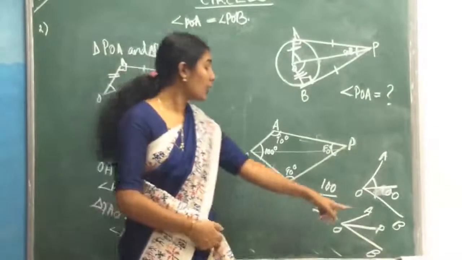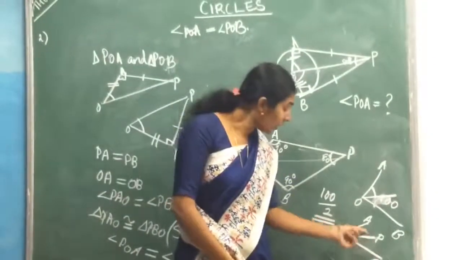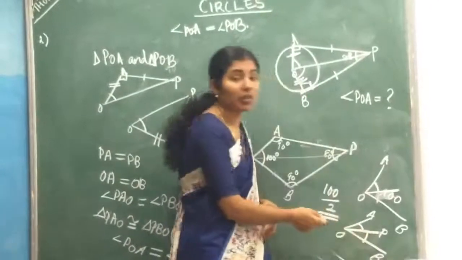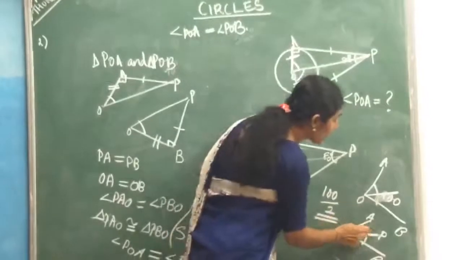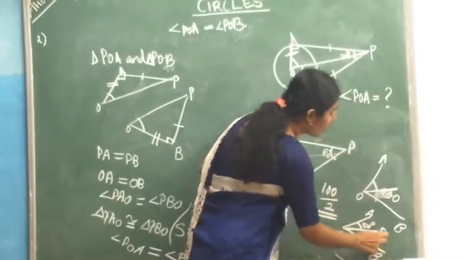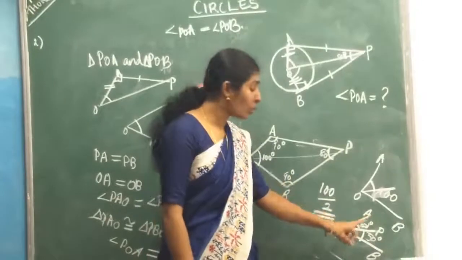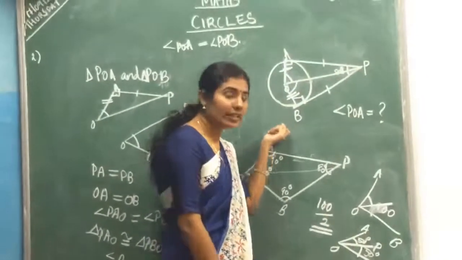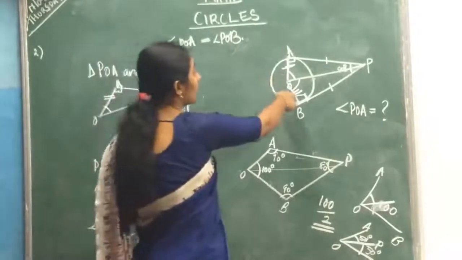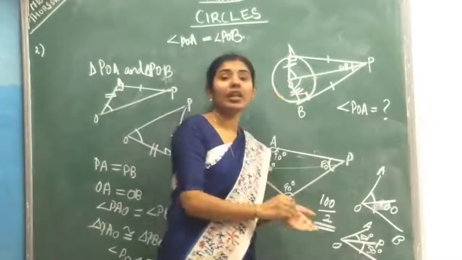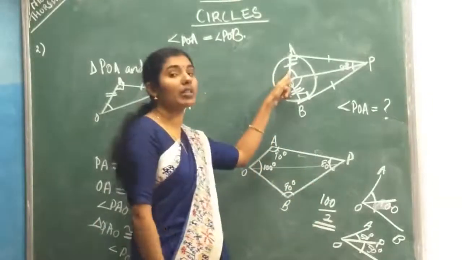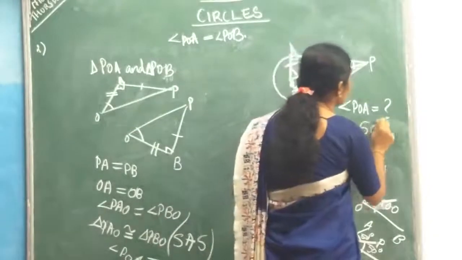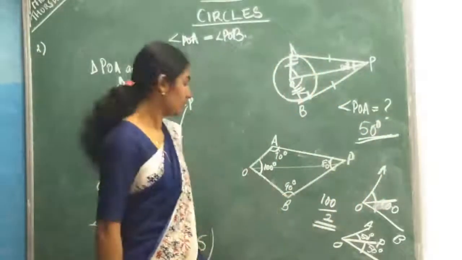Again you see, the total angle is 100 degrees. These two angles are the same. So what is each part? Each part is 50 degrees. These two angles are the same, which means both should be 50 degrees. Then only you will get the total angle of 100 degrees. Isn't it? See here, these two angles are the same and the total angle you know is 100 degrees. So what is one of its parts? That is 50 degrees. So what is angle POA? That is 50 degrees.